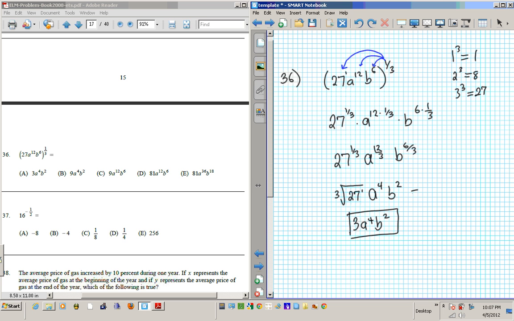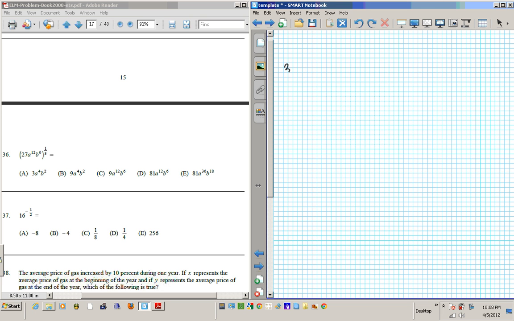Another way you can do the cube root is by expressing 27 as a power. So you can write it as the cube root of, instead of 27, 3 to the 3rd, and then a to the 4th, b squared. So the cube root cancels out with the power, and then you just have 3a to the 4th, b squared. Final answer is A. Okay? All right, let's move along to question 37.